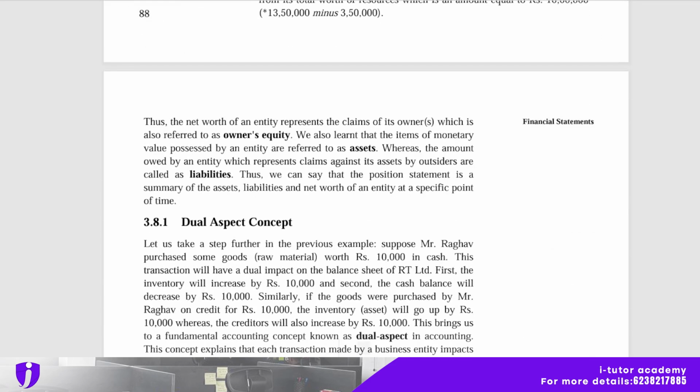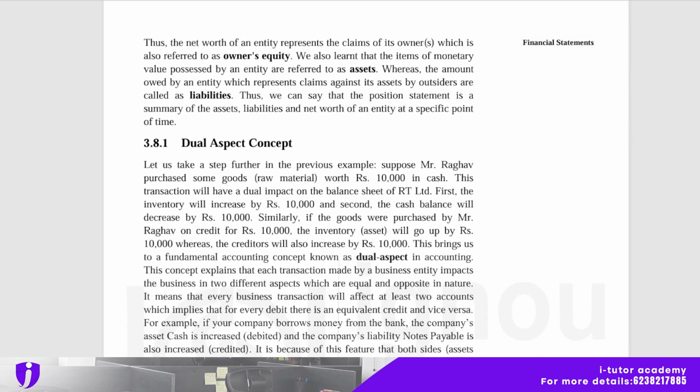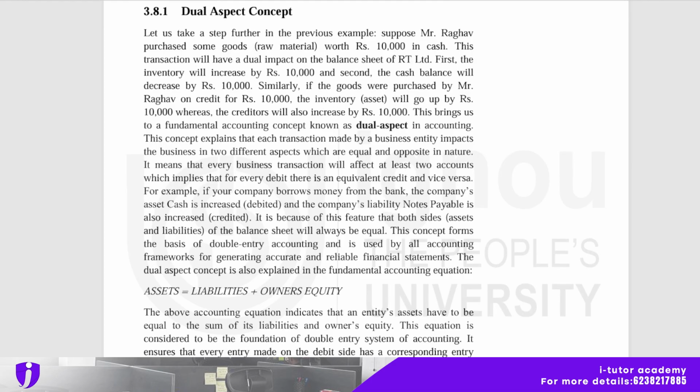And next is dual aspect concept. Let us take a step further in the previous example. Okay, there is one example, you just go through it, then you can more easily identify the concept of dual aspect. Asset is equal to liability plus owner's equity. So you just go through some small examples, then it will be easy for you to understand the explanation.